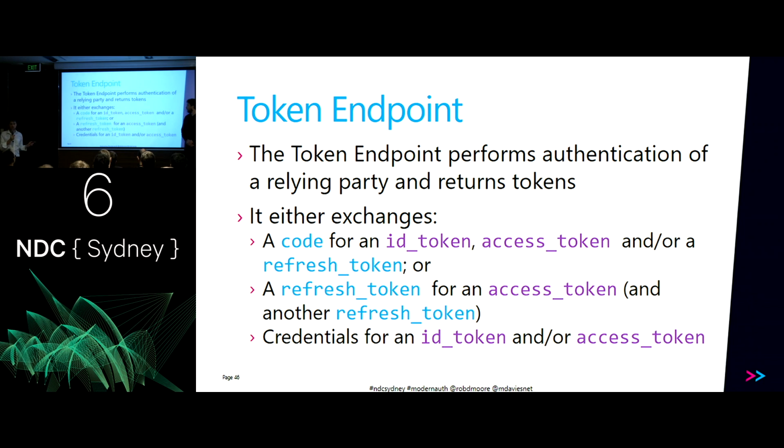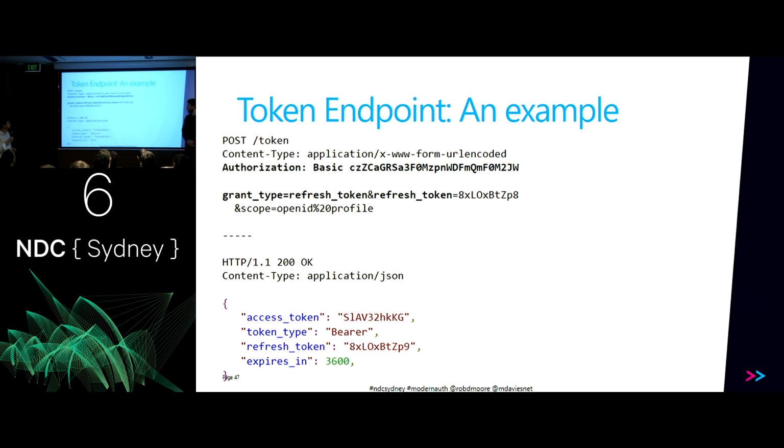And this will make a bit more sense when we look at the flows. Here's an example of what the HTTP request might look like. In this case, we've taken the refresh token example. So you'll do a post, HTTP post. You will perform some sort of authorization to identify yourself as a relying party. In this case, we've got basic authentication. So it'll probably be the client ID along with some sort of shared secret. But there's other mechanisms that can be used as well, like client certificates.